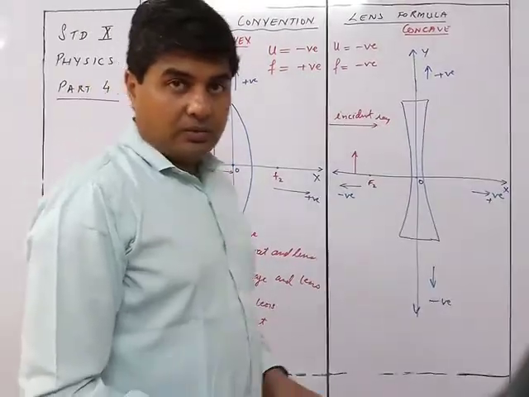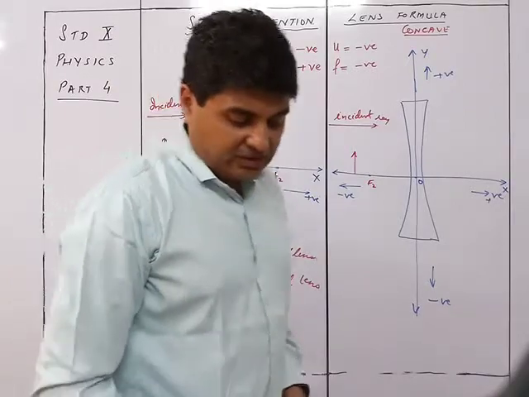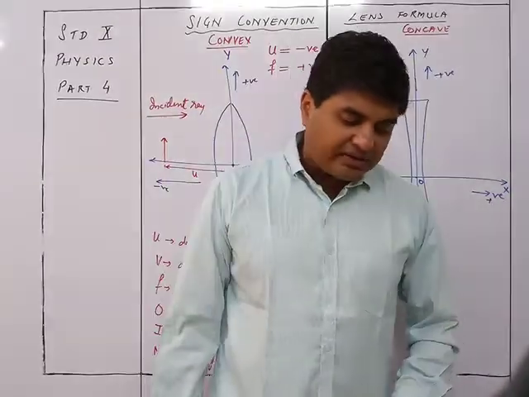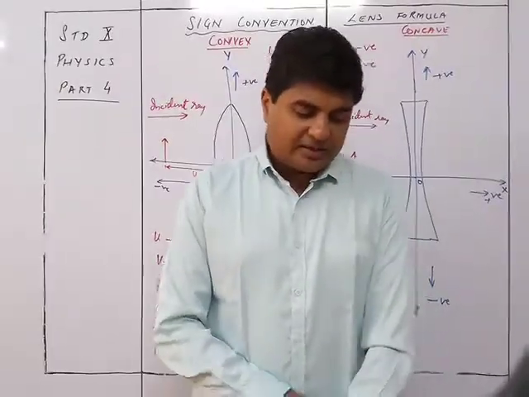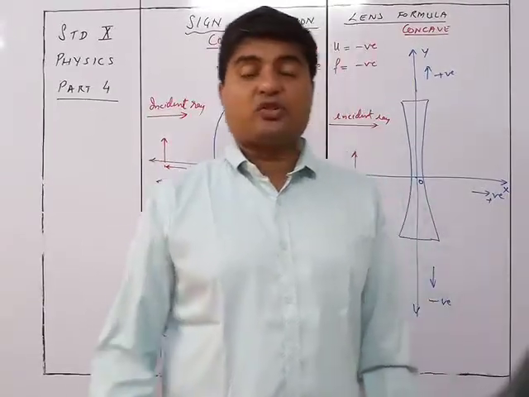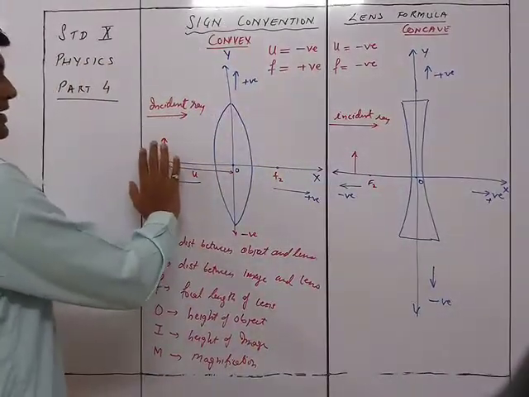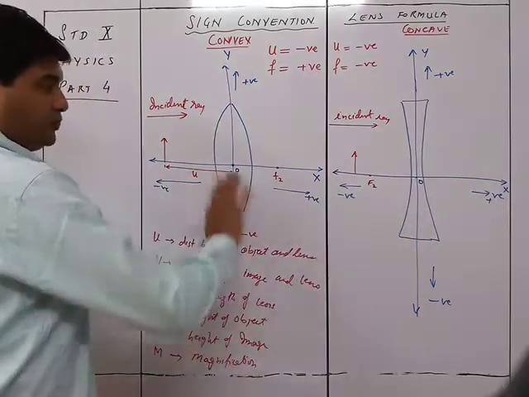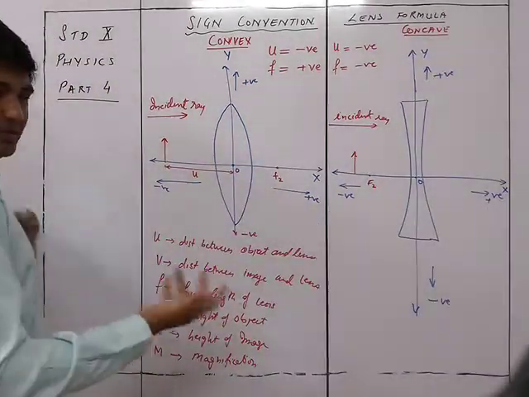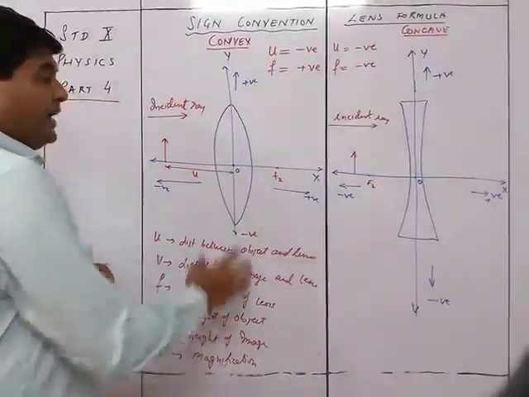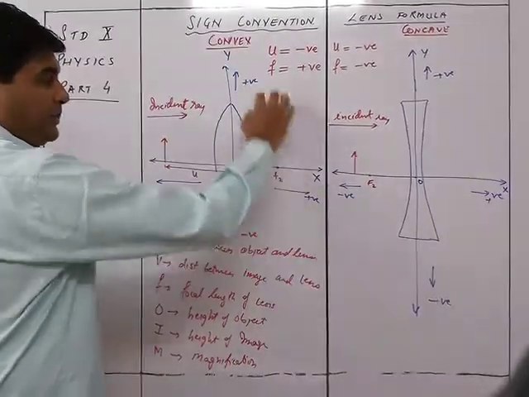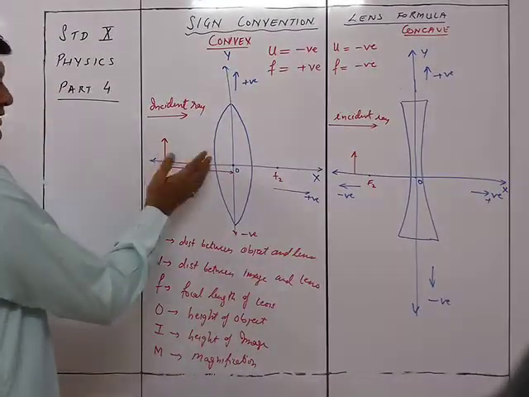Clear? Right. Now what we see is the distance measured in the direction of the incident ray are taken positive, while the distance opposite to the direction of incident ray is called as negative. So any distance which I am taking on this side are taken as positive, on this side are negative. That's very simple. You can take it from the origin itself. Anything which is lying over here in the positive axis will be positive, and the negative axis will be negative.